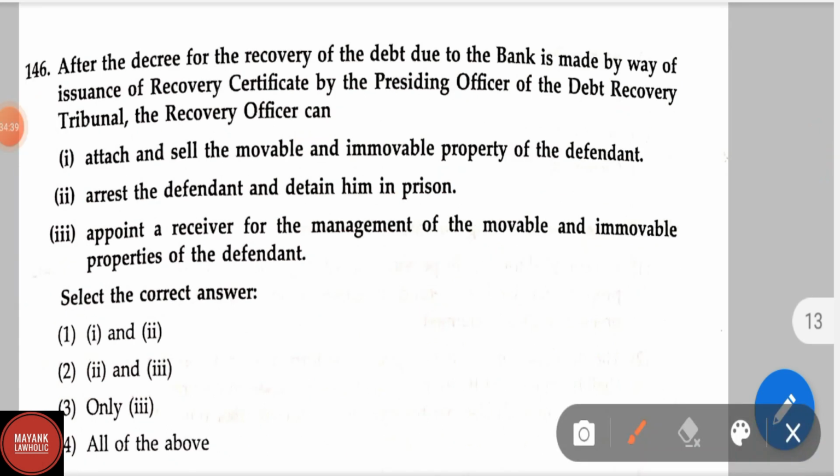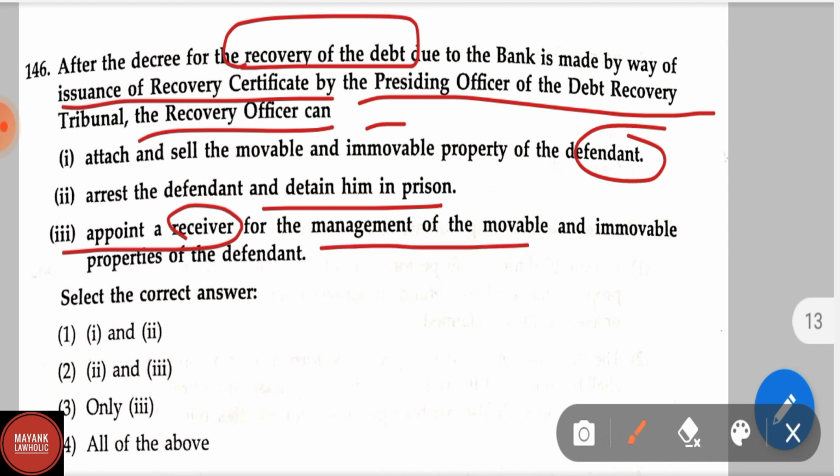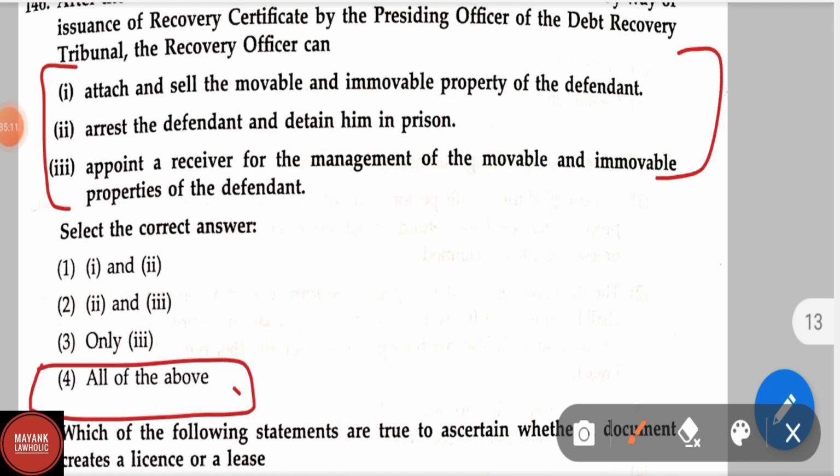After the decree of recovery of debt due to the bank is made by way of issuance of a recovery certificate by the presiding officer of the DRT, the recovery officer can, option 1, attach and sell the movable and immovable property of the defendant; option 2, arrest the defendant and detain him in prison; and option 3, appoint a receiver for the management of the movable and immovable properties of the defendant. In this question, all the statements given are correct, so option 4 will be the right answer.